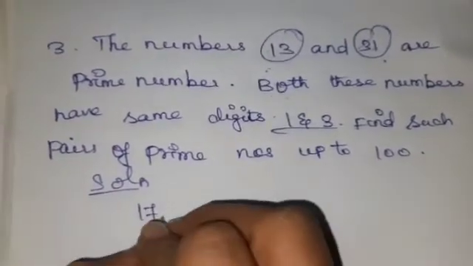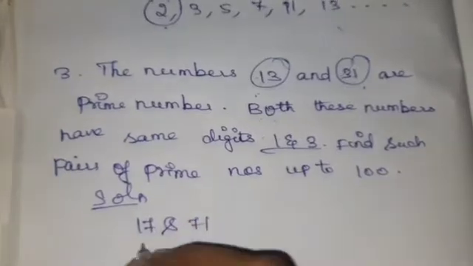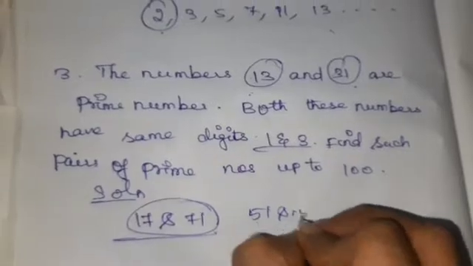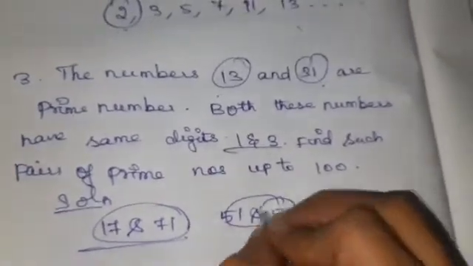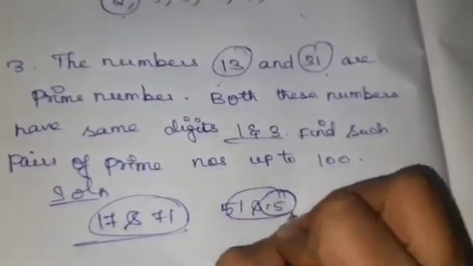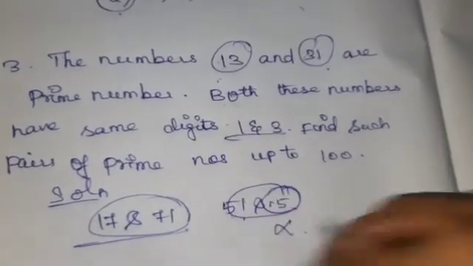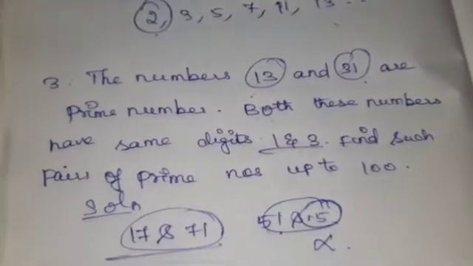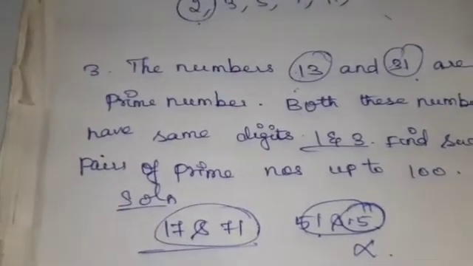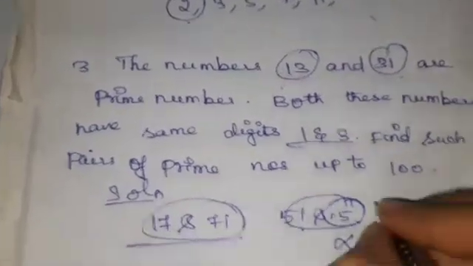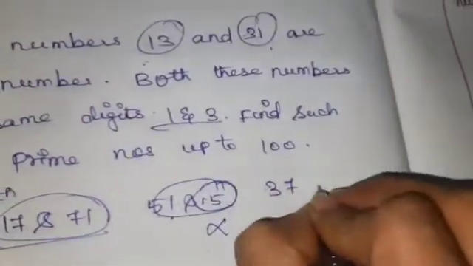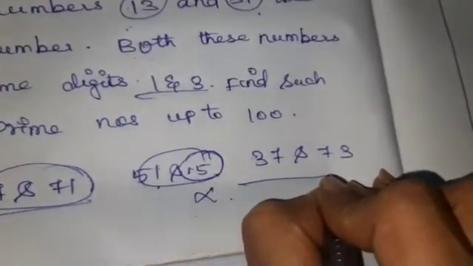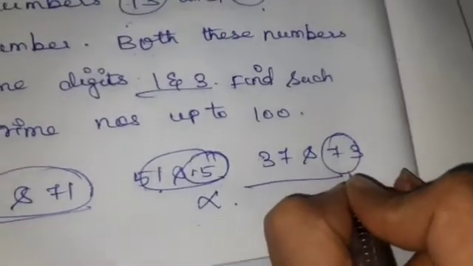17 is a prime number and 71 is also a prime number, which has the same digits. 15 and 51? No, right? Why? Because 15 is a composite number. So 15 and 51 will not be prime numbers. 27 and 72? No, right? Why? Because 27 is a composite number, whereas 72 is also a composite number. Let's check with 37 and 73. Yes, 37 is a prime number and 73 is also a prime number.